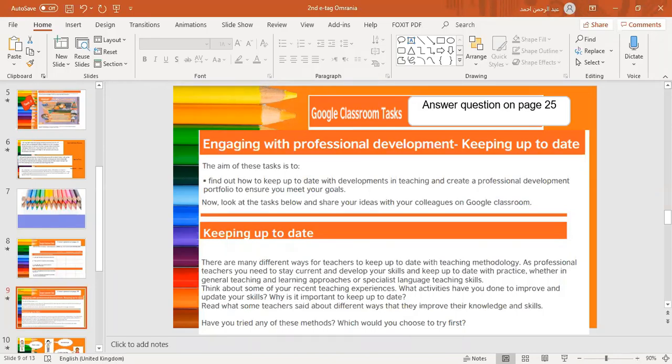We have given you this task and we'll sum up some methods of how to develop yourself. First, keeping up to date. We'll read this. There are many different ways for teachers to keep up to date with teaching methodology. As professional teachers, you need to stay current and develop your skills and keep up to date with practice, whether in general teaching and learning approaches or specialist language teaching skills. Think about some of your recent teaching experiences. What activities have you done to improve and update your skills?